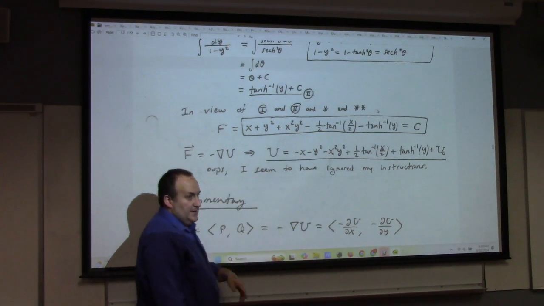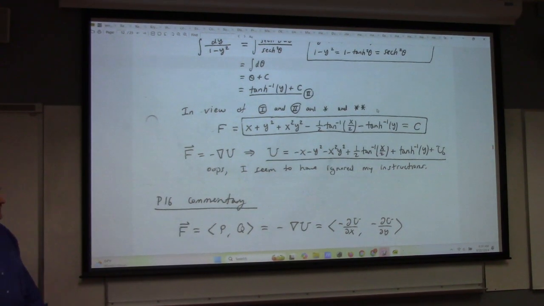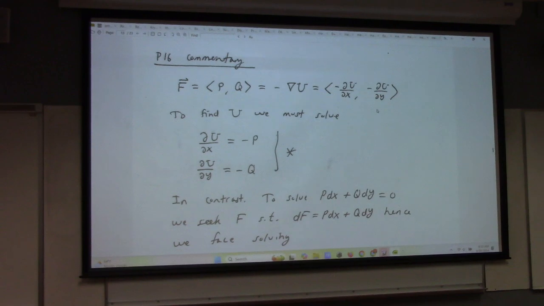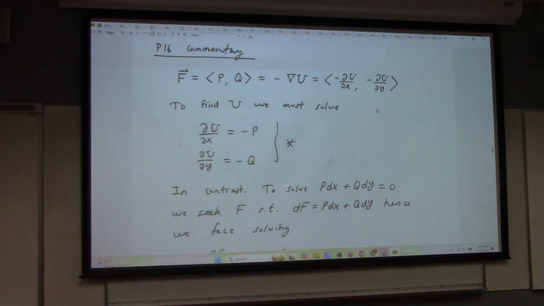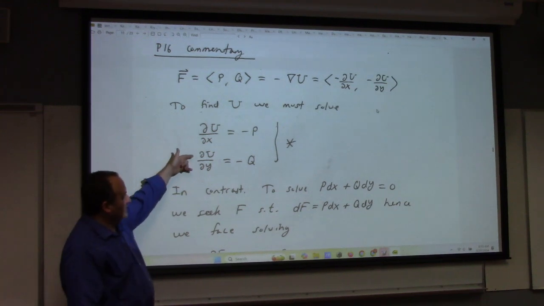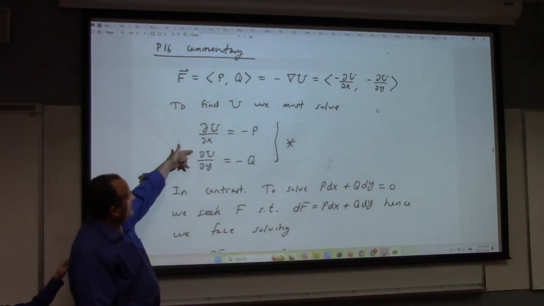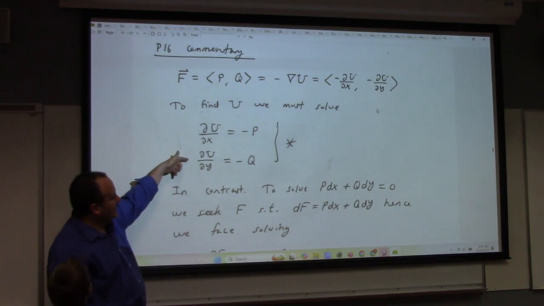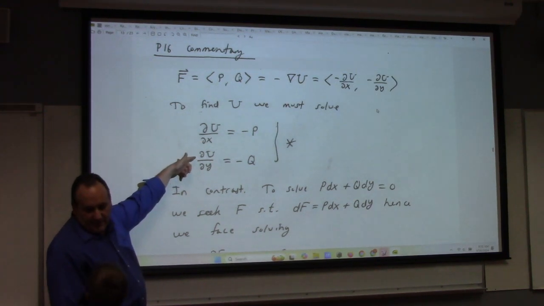So it's a twofer. Anytime you find the solution to an exact equation, you can easily write down the potential energy for a corresponding conservative force. And here's the details of that. For the conservative force, you're solving partial u partial x equals minus p and partial u partial y equals minus q. For the exact equations, you're just solving partial f partial x equals p and partial f partial y equals q.